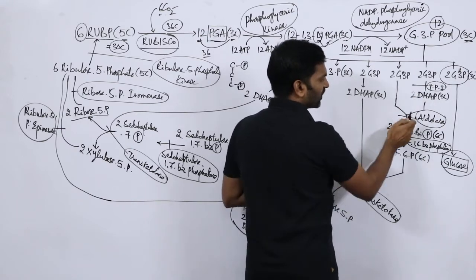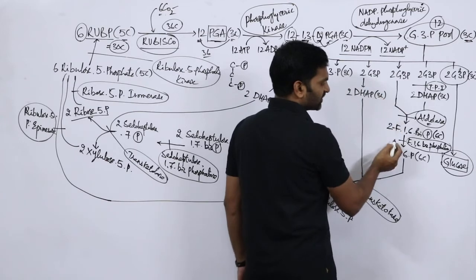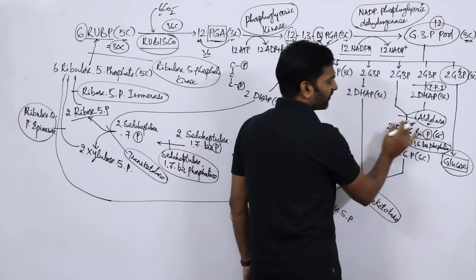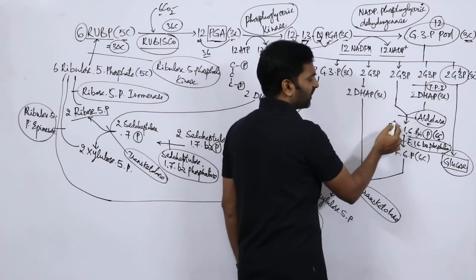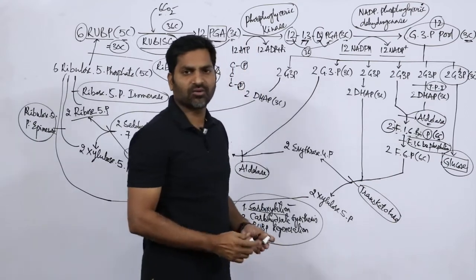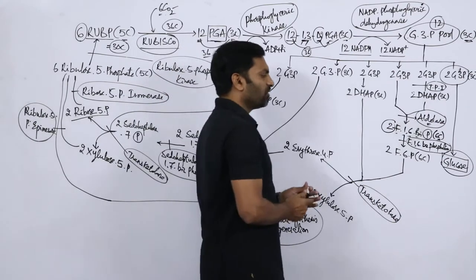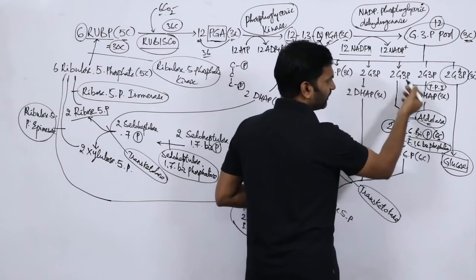So they combine together in the presence of aldolase enzyme. So 12 carbons, nothing but fructose 1,6 bisphosphate. Every fructose is a 6 carbon compound, but 6 plus 6, we have 2 molecules of fructose 1,6 bisphosphate formed. Okay, so the figure is tallied. 2 into 6 will be 12.